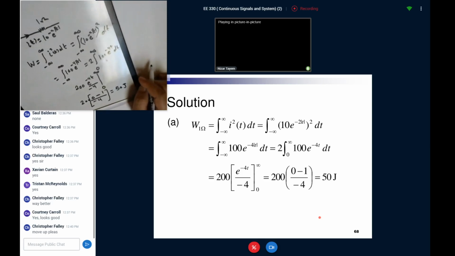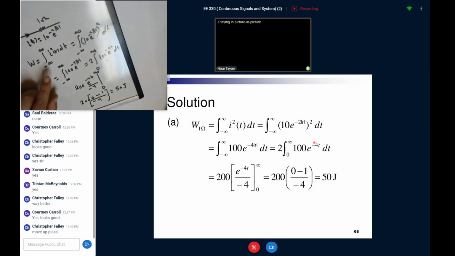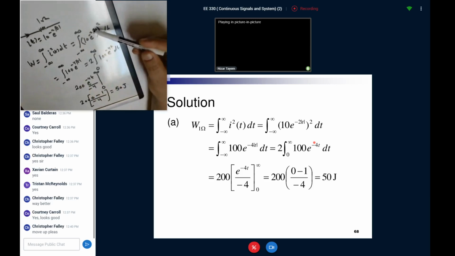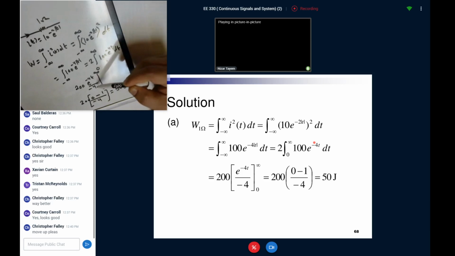So in this case, we calculated the energy dissipated in the 1 ohm resistor by using the time domain. We know what i(t) is, so we just take i(t) squared, dt, integral from minus infinity to infinity. Since we're talking about the magnitude, we can do the integral from 0 to infinity, but multiply by 2. 10 becomes 10 squared, which is 100, and e^(-2t) becomes e^(-4t) dt. So the integration will be e^(-4t) over minus 4 multiplied by 200. Then e^(-infinity) is 0, e^0 is 1, over minus 4, and we get 50 joules.